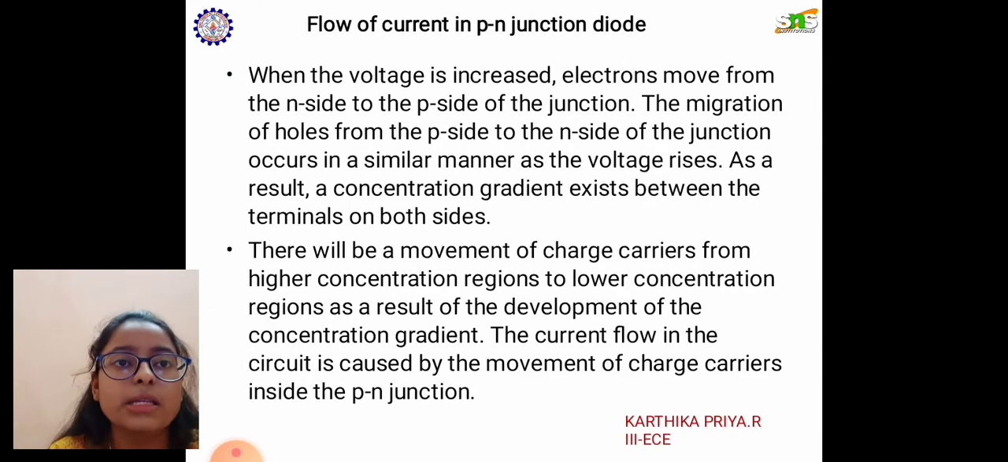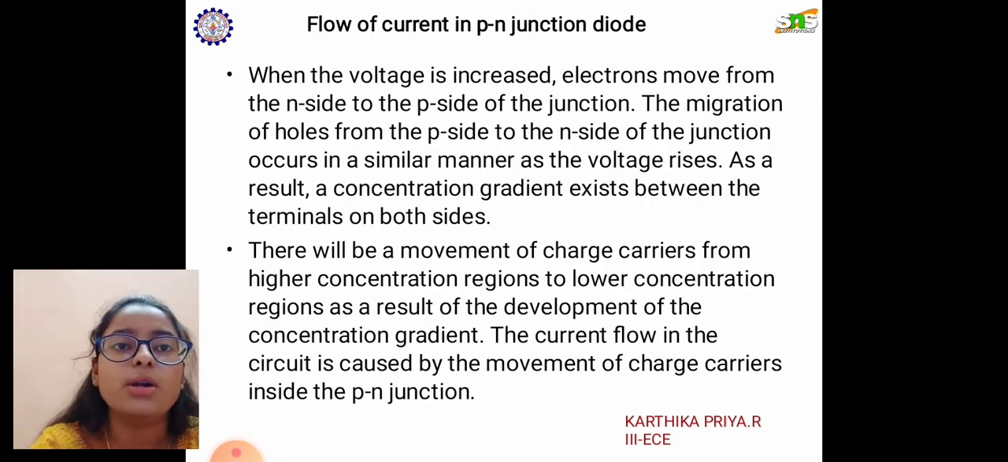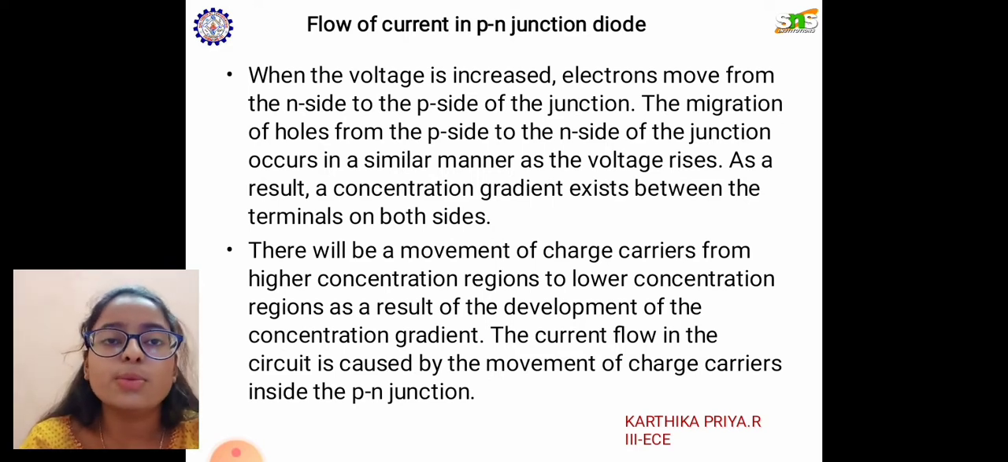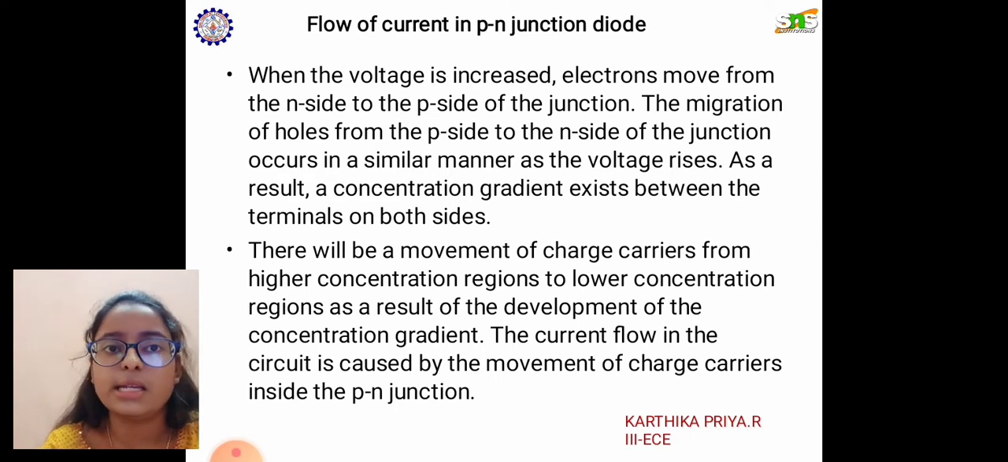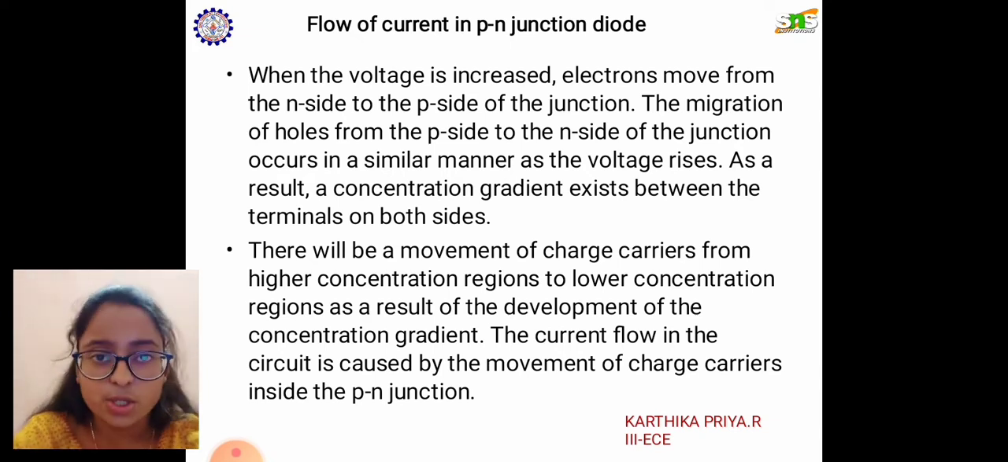And the next one is the flow of current in a PN junction diode. When the voltage is increased, electrons move from the N side to the P side of the junction. The migration of holes from the P side to the N side of the junction occurs in a similar manner as the voltage rises. As a result, a concentration gradient exists between the terminals on both sides. There will be a movement of charge carriers from higher concentration regions to lower concentration regions as a result of the development of the concentration gradient. The current flow in the circuit is caused by the movement of charge carriers inside the PN junction.